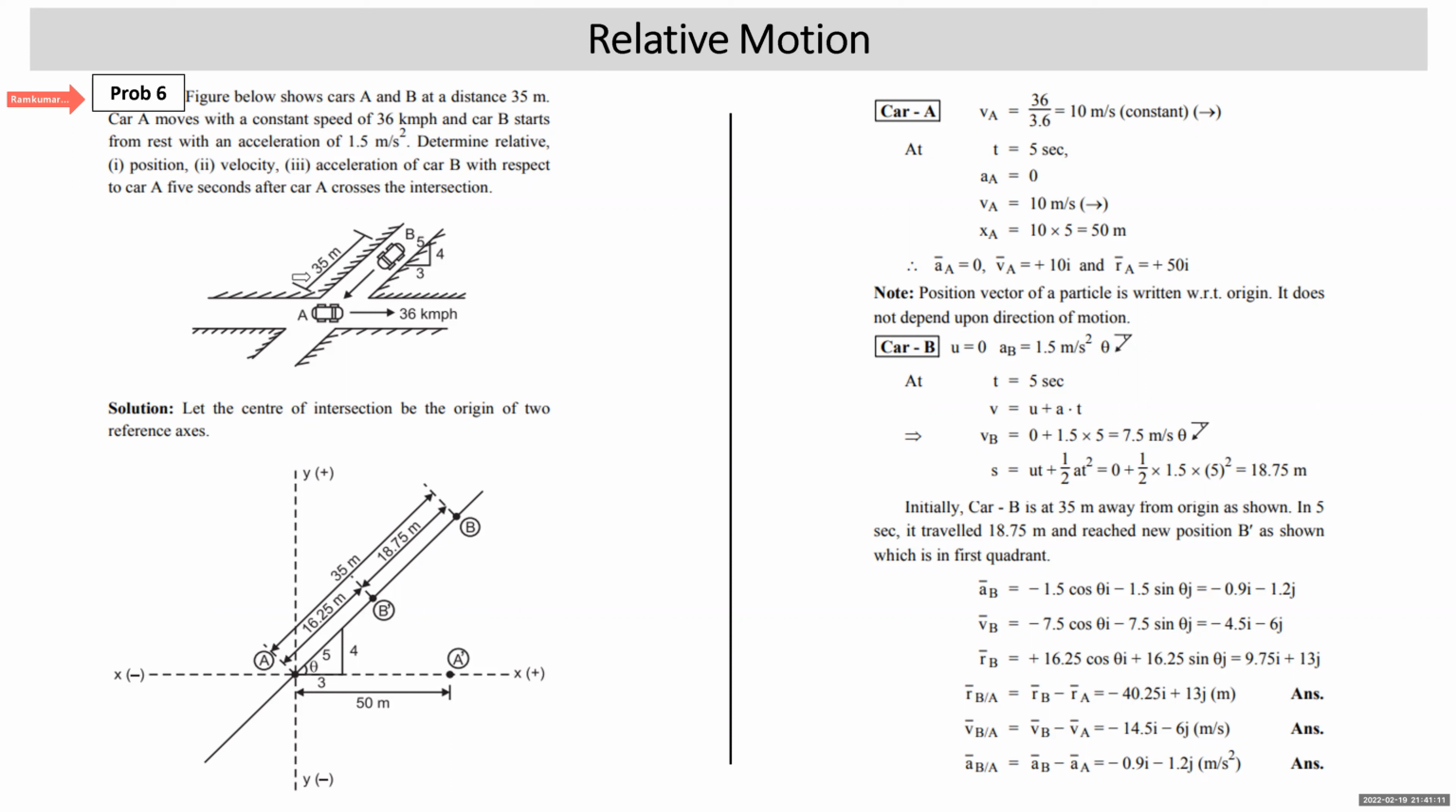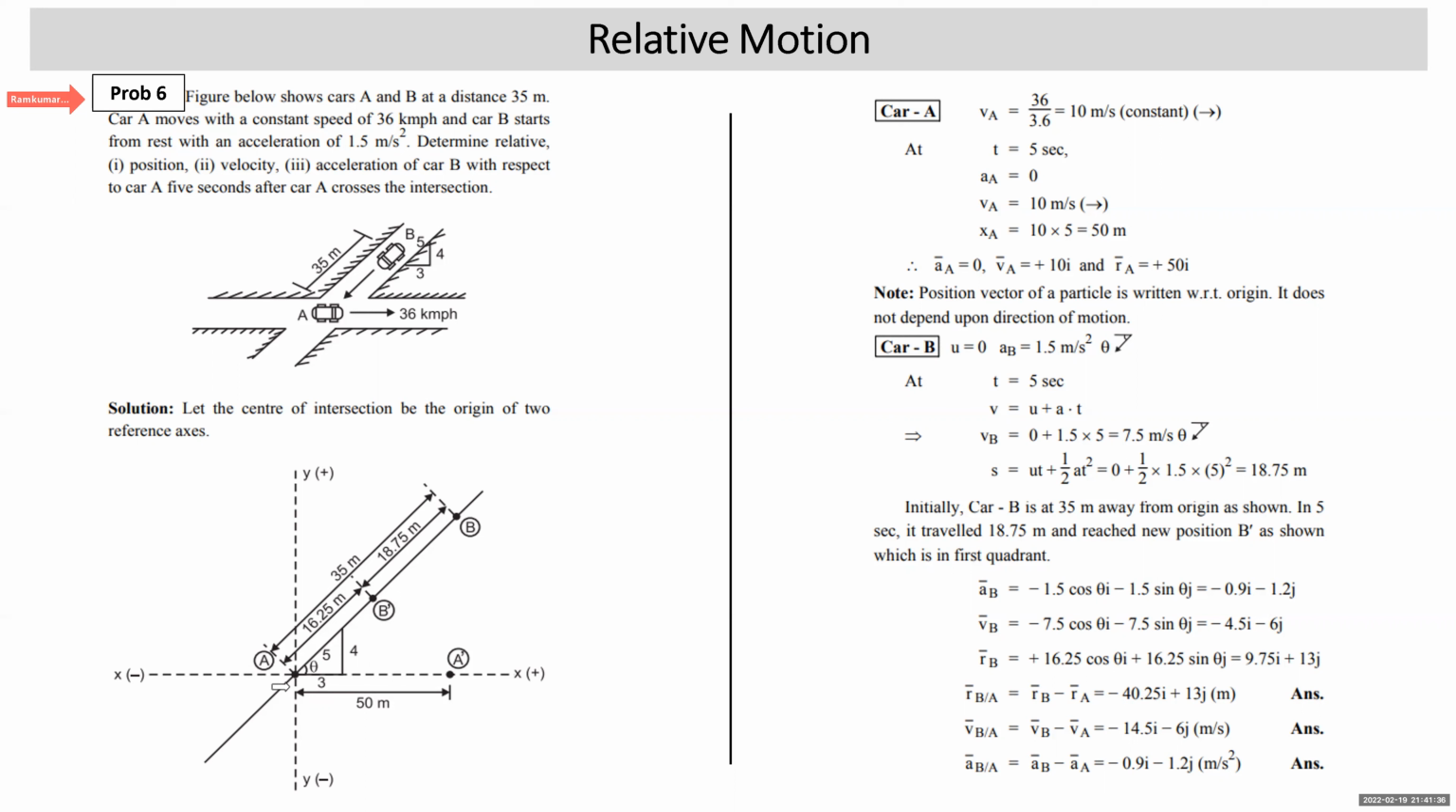Student, this diagram is given. In the beginning, at t equal to 0, car A is at the center of intersection. Car B is 35 meters away. Car B is coming from a road which is meeting a straight road at some angle. That angle has been defined by a 3, 4, 5 right angle triangle. So let's assume that the center of intersection is the origin of the reference axes. This is required for writing the position vectors.